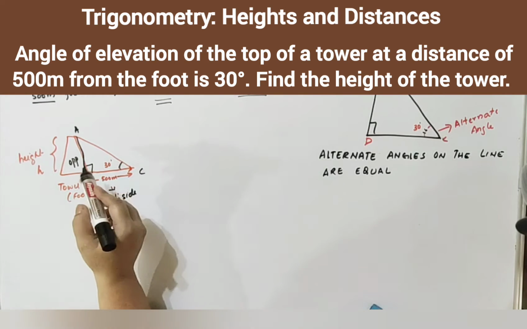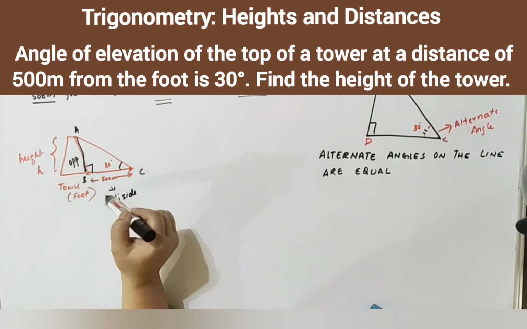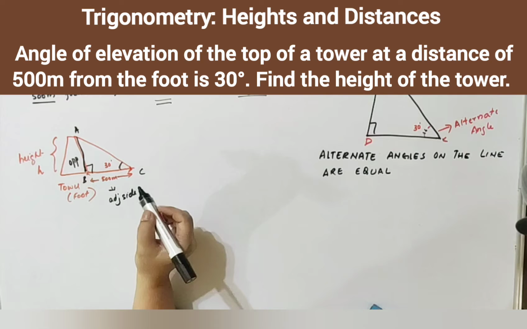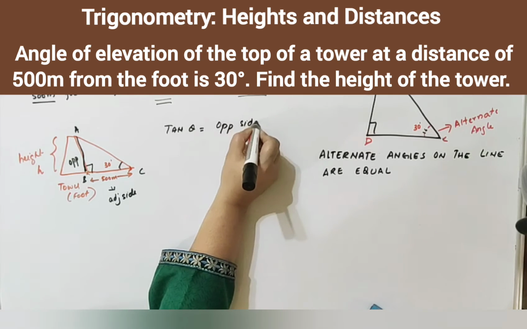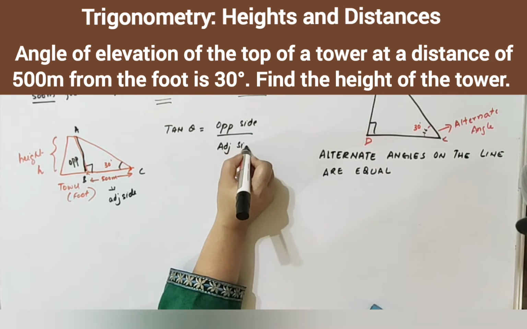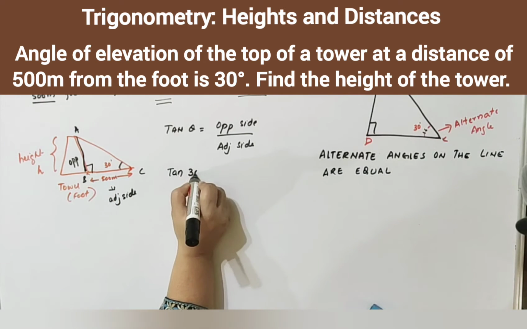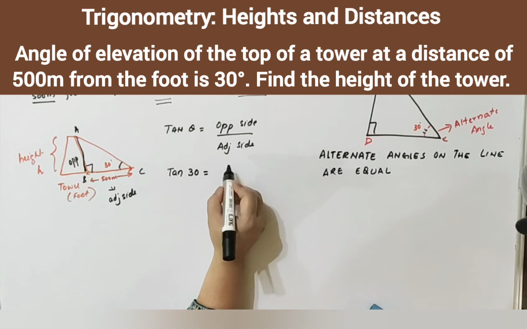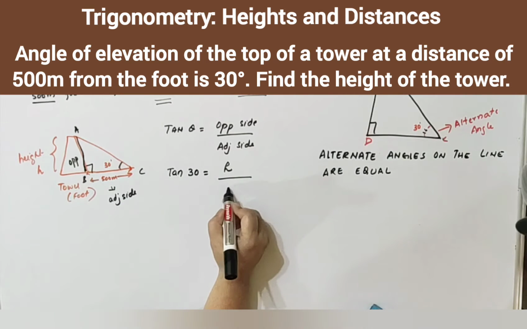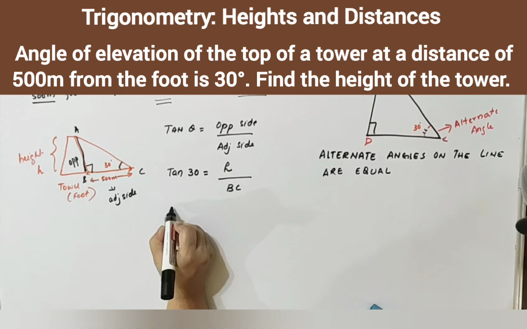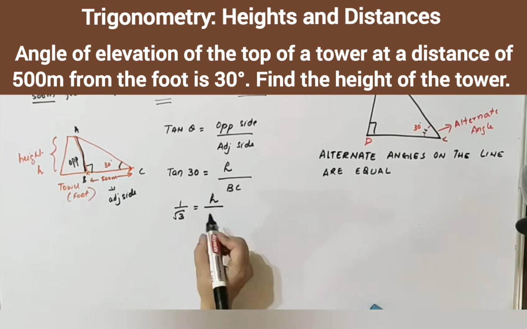So now, whenever we have the opposite side and adjacent side given, or whenever we have to calculate one of the sides, be it the opposite side or adjacent side, then we will have to use the tan theta formula. So what is tan theta? Tan theta is opposite side by adjacent side. In this case, theta is 30 degrees. So tan 30 is the opposite side. What is the opposite side? Nothing but H, because that's the height that we have to measure. And the adjacent side is BC, right? Tan 30 is 1 by root 3. H we have to find out. BC is given as 500 meters.